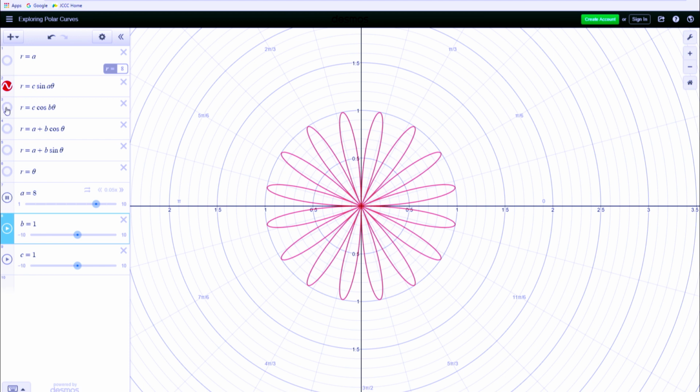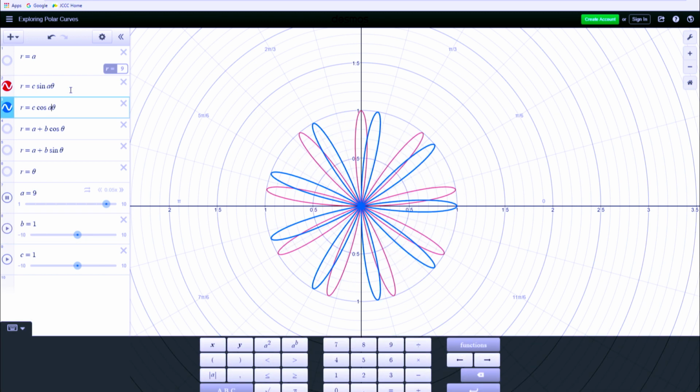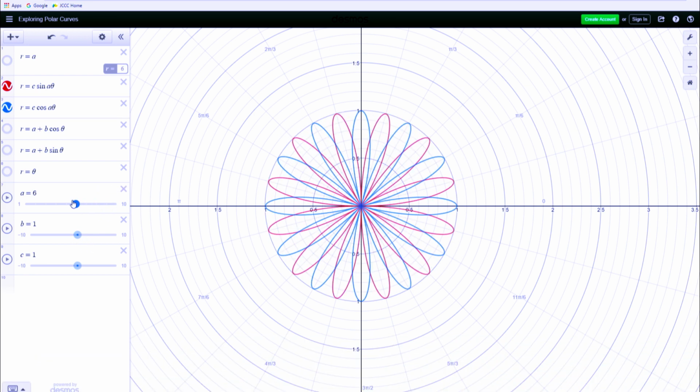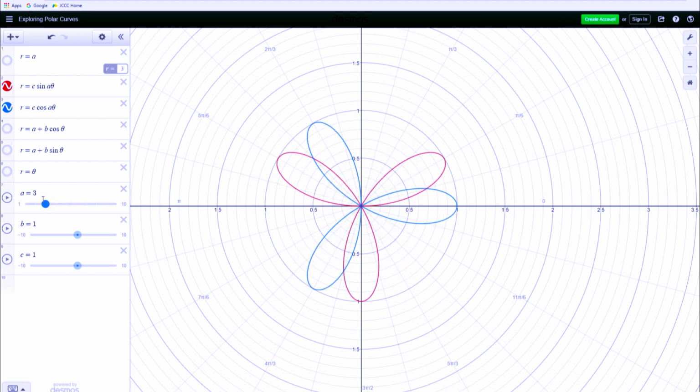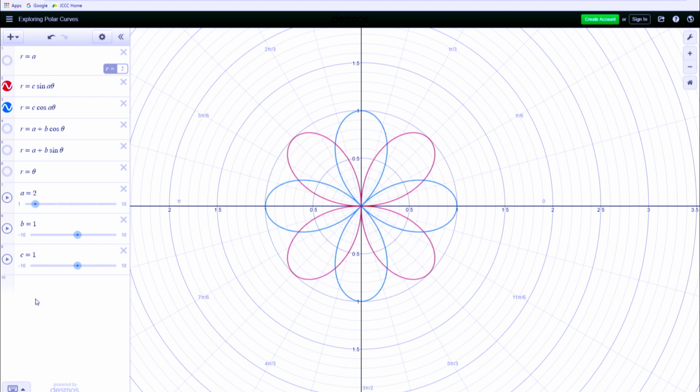And of course, the same thing would happen with cosine as well. Again, just rotated about the origin. So that's what cosine looks like at various a values in blue and sine. But always with that same shape, just rotated.